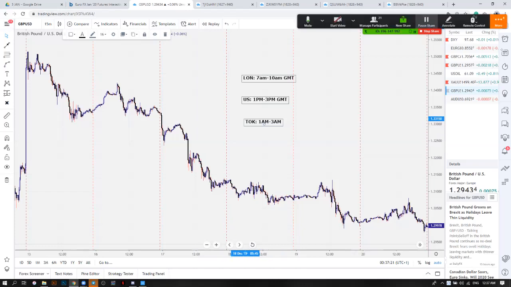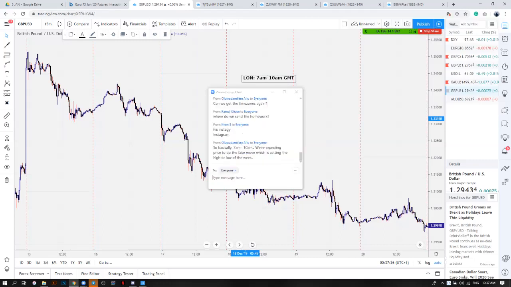Make sure you all write down these sessions, because you're going to use this for the assignment. Basically 7 a.m. Oh, we are GMT plus 1. So if you're in Nigeria, you're in GMT plus 1, so that's 8 a.m. to 11 a.m.